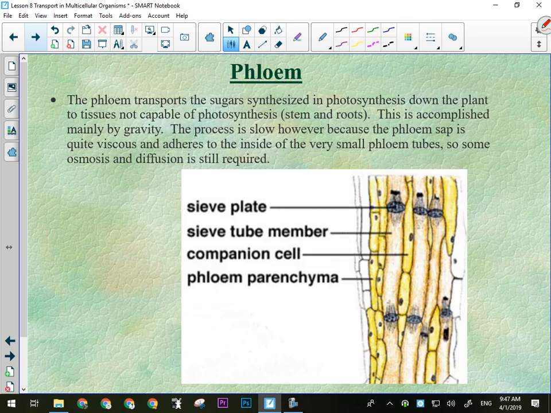And then the phloem transports sugars and takes them down to the roots, so down the plant. The process is slow, and it just uses gravity.